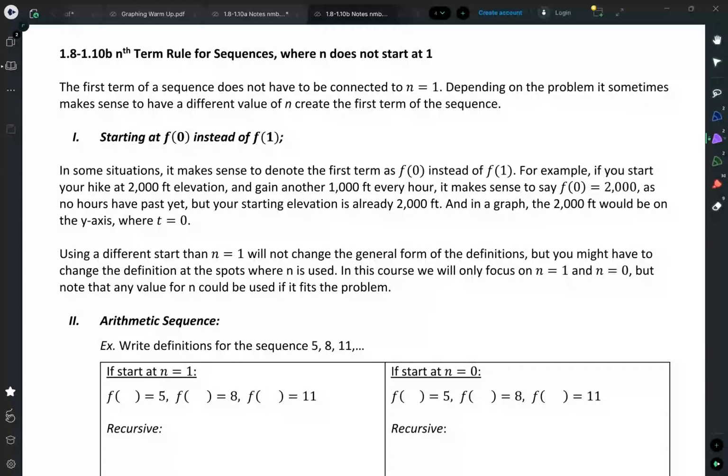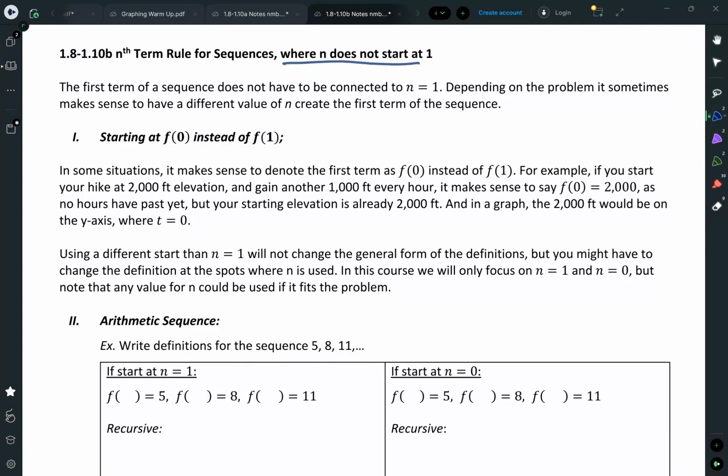Hello class, these are our notes for 1.8 through 1.10b. Today we're looking at nth term rule for sequences, but we're looking for when n does not start at 1. So we're not starting with the first term, we're starting with the 0th term. So it's one of those situational things.